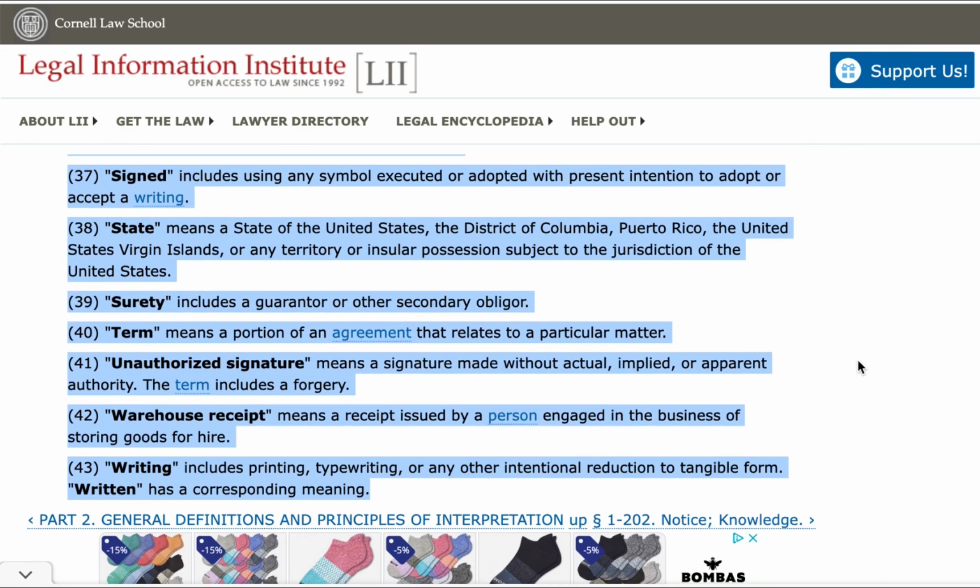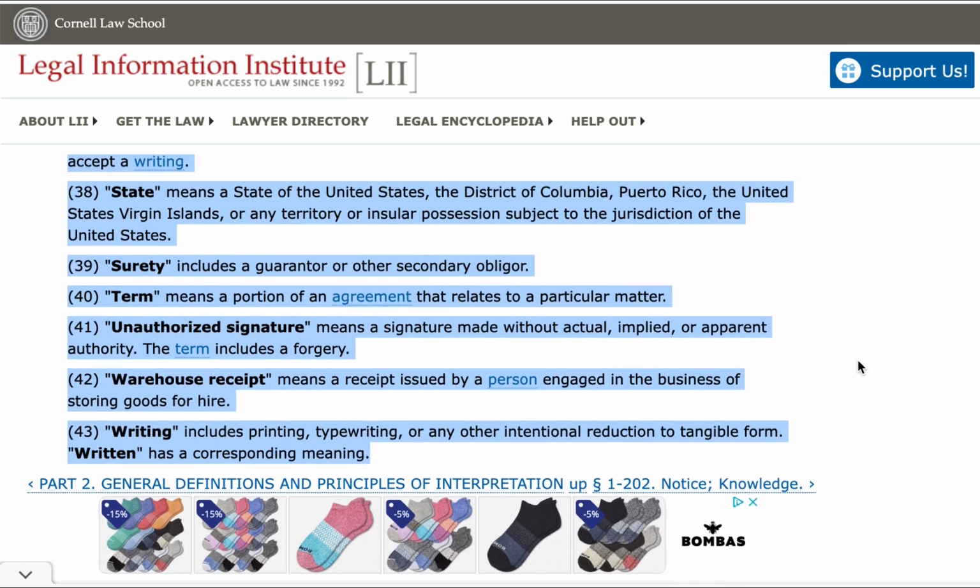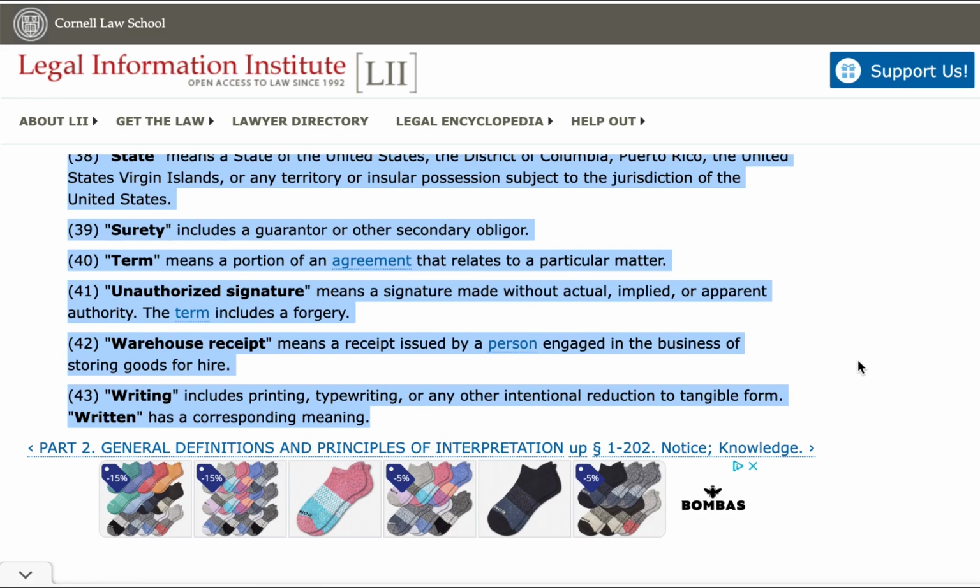39. Surety includes a guarantor or other secondary obligor. 40. Term means a portion of an agreement that relates to a particular matter. 41. Unauthorized signature means a signature made without actual, implied, or apparent authority. The term includes a forgery. 42. Warehouse receipt means a receipt issued by a person engaged in the business of storing goods for hire. 43. Writing includes printing, typewriting, or any other intentional reduction to tangible form. Written has a corresponding meaning.